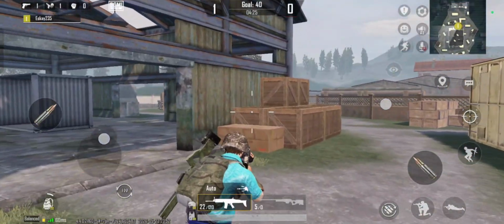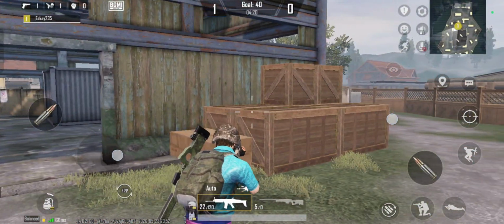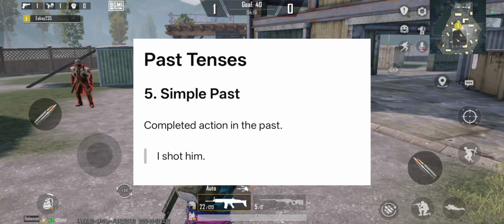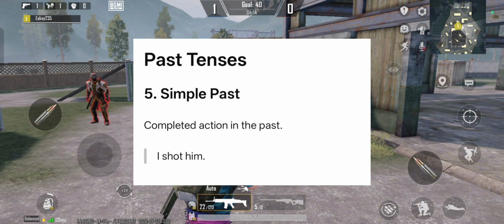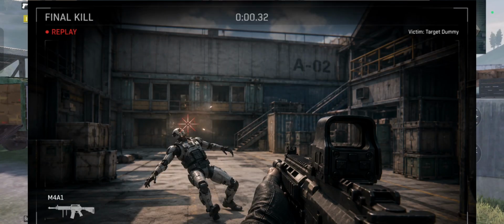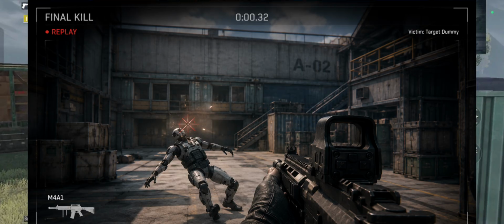Now let's move on to the past tenses. This also has 4 different types of tenses. Like first we have the simple past tense. This tense talks about a completed action in the past. For example, I shot the enemy. Here the verb form is V2.